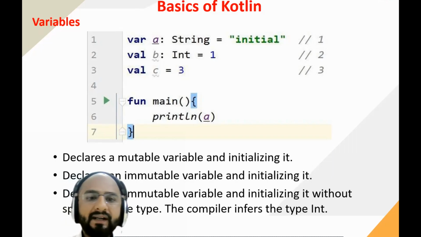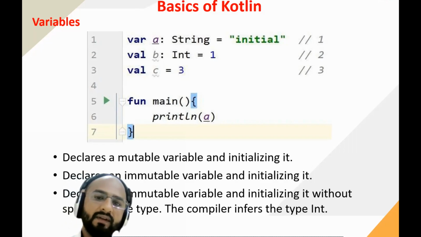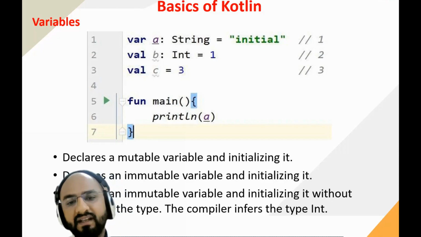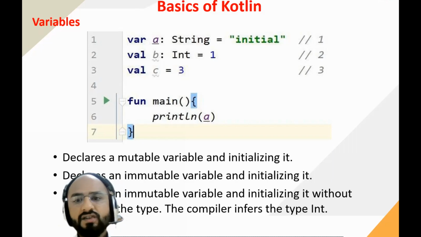And I have created another variable named c, val c equal to 3. So you can see over here, I have created 3 variables a, b, and c. All the variables are with different syntax. First is a string with an initial value. Second, b is an integer with an initial value. And c is directly assigned a value.